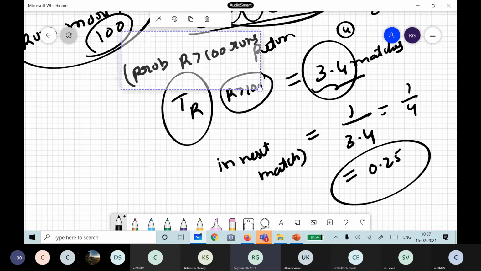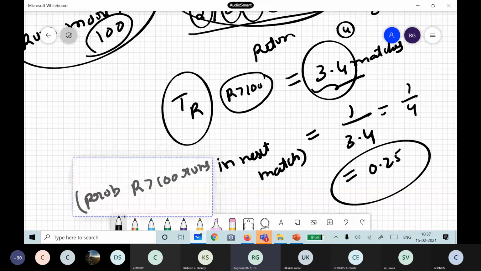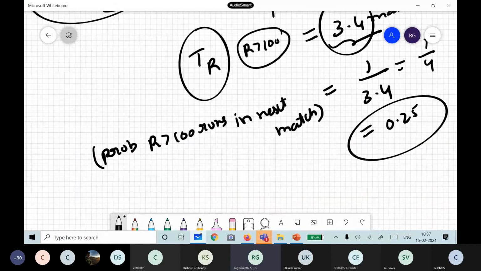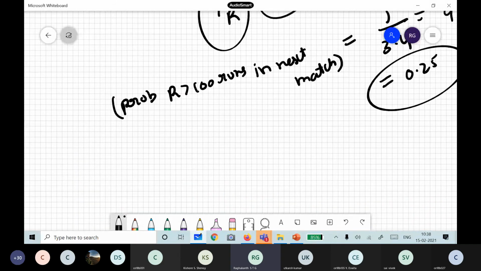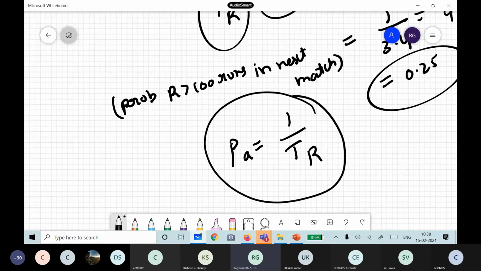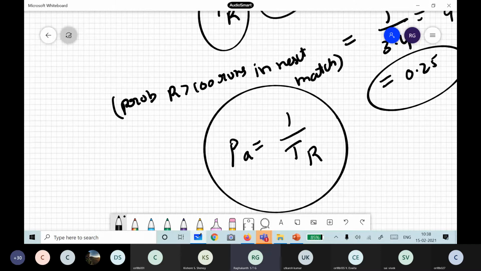So that is how people generally use this. If you want to learn this, you can go to any probability textbook, where all these details are there, 1 by TR itself. So this is the probability of exceedance, or probability of failure. The probability of exceedance is the reciprocal of the return period.